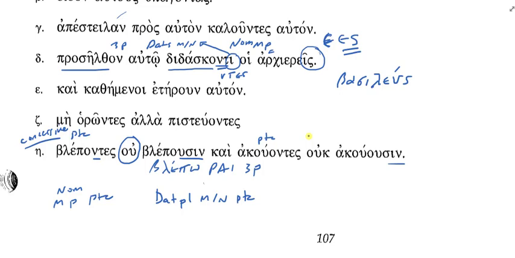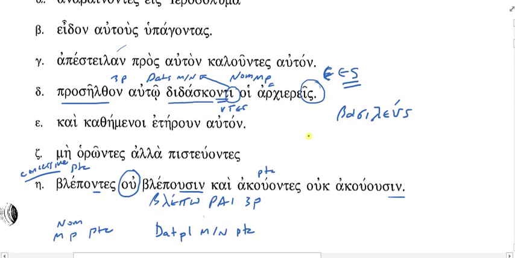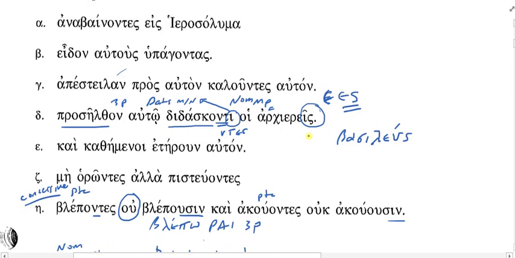Other questions? If you look at gamma, we have apestelon. What kind of a verb form is this? Is this a participle or is this an indicative verb? It's indicative. Now, which tense? Is it present, imperfect, aorist, future, or perfect? It's something past. You know that because of the augment. And where's your augment? It's the first epsilon here.